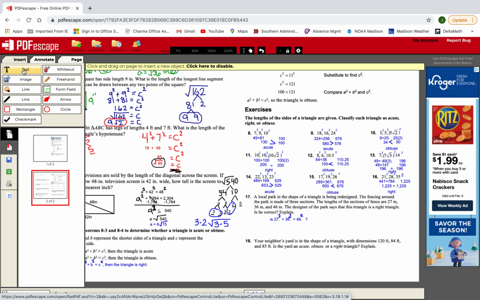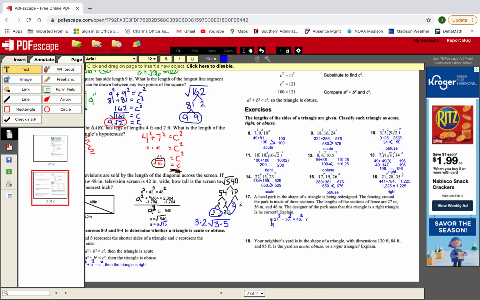Okay, and I'm going to make sure that I wrote those numbers down right. I did. 27 times 27, that's 729. So I've got 729 here. And I'm adding that to 36 times 36, which is 1,296. And I want to see, does it equal 46 squared? 46 times 46 is bigger, 2,116. Okay, so I'm going to add those other two together, 729 plus 1,296.